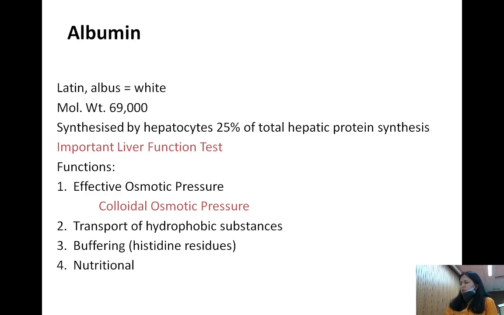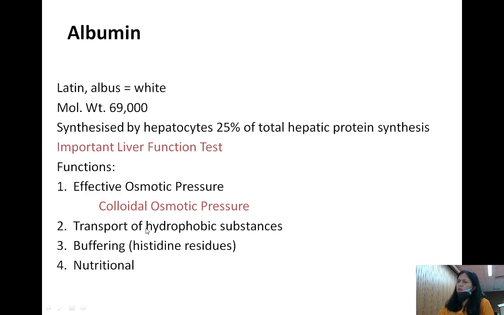Bilirubin is not synthesized in the liver; it is synthesized in various tissues, and then it has to be transported to the liver for conjugation. Bilirubin is insoluble, so it has to be bound to albumin, and then it is transported to the liver. So albumin helps in the transport of hydrophobic substances like bilirubin, non-esterified fatty acids, and drugs like phenytoin and dicumarol.